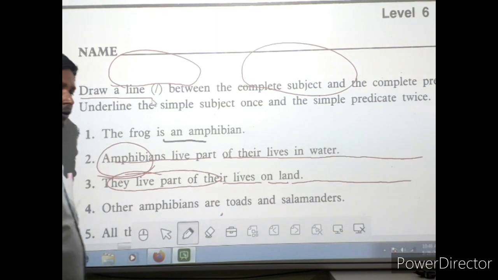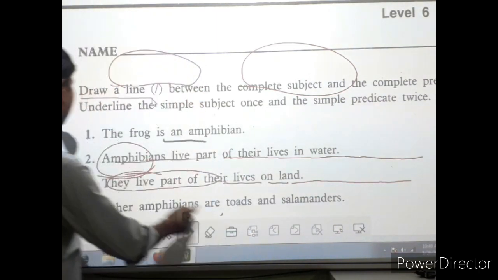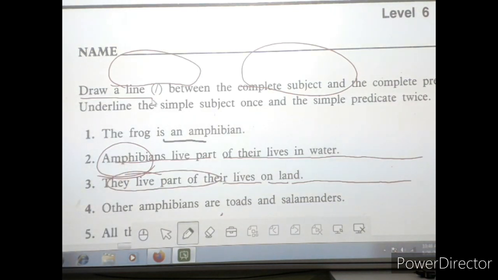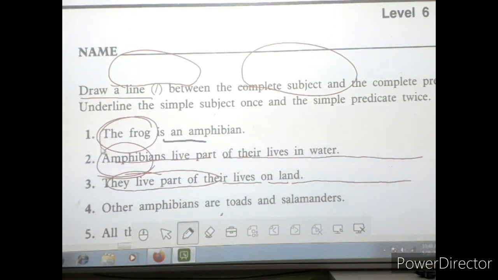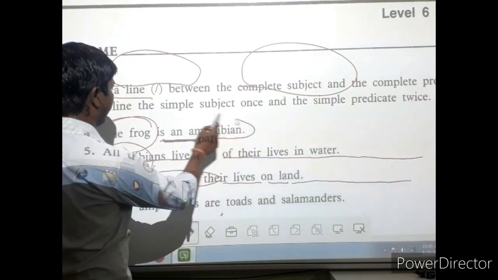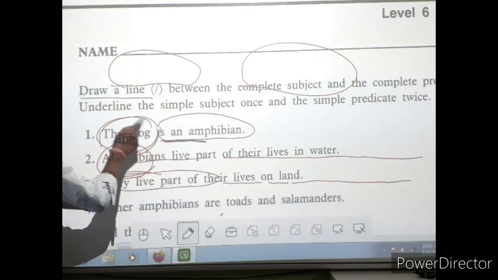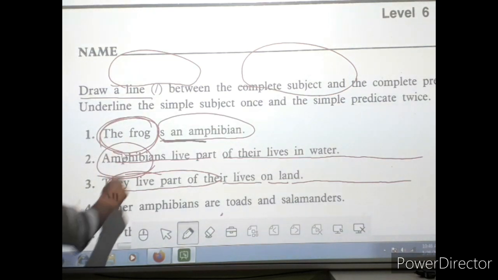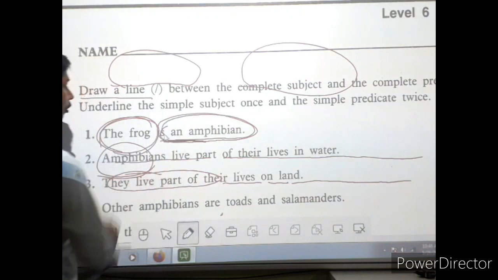There are two parts of a sentence, the subject and the predicate. The subject is the part of the sentence that is used to say something. Here is the part of the sentence that is saying something. The frog is the subject of the sentence, and the part 'is an amphibian' is the predicate of this sentence.